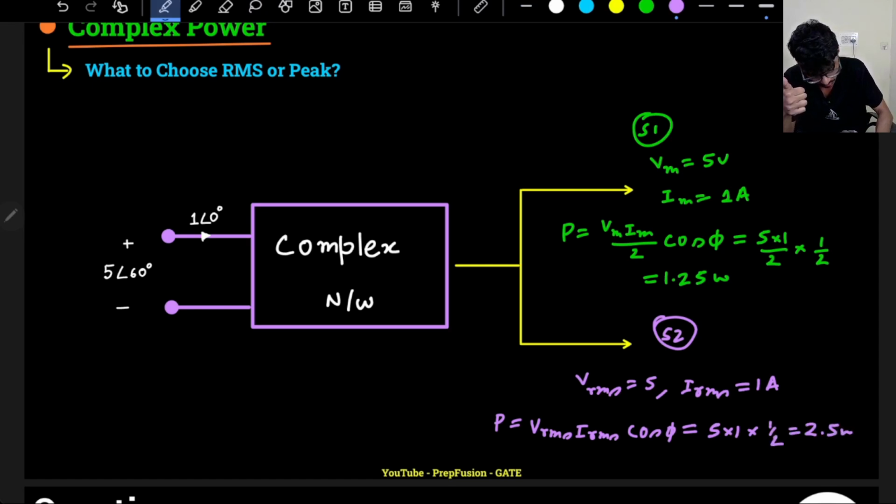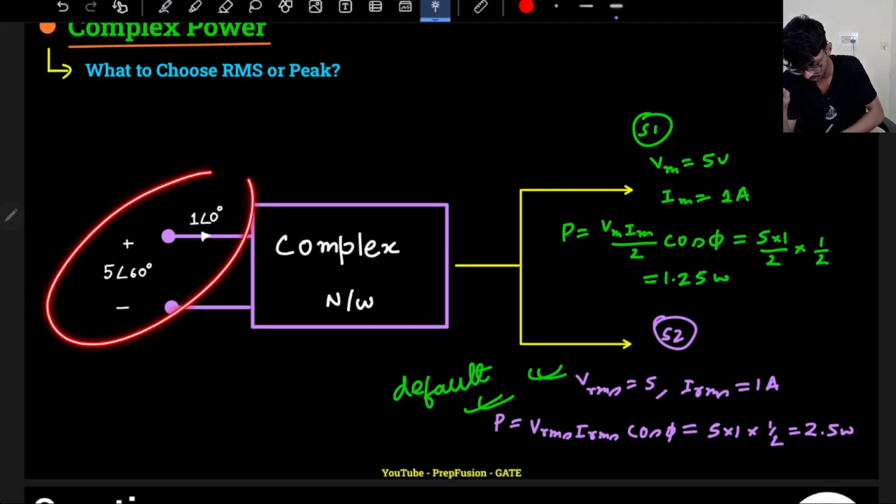Of course both are getting different answers. So which one shall I choose and which one will be correct? Although this should not happen, and most probably will not, just in case, you will always go with the RMS. If nothing is mentioned, by default you will go with the RMS, not the peak.